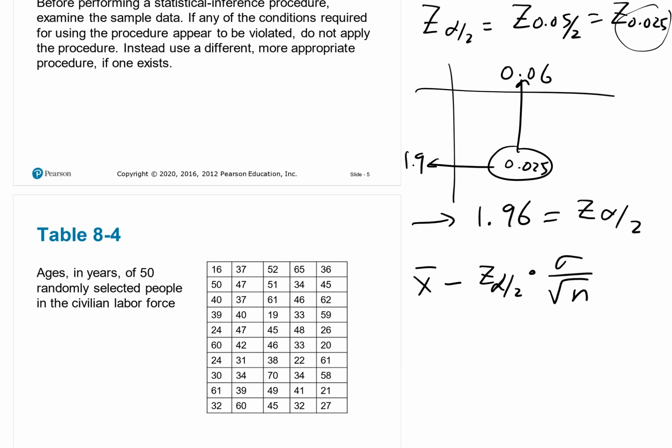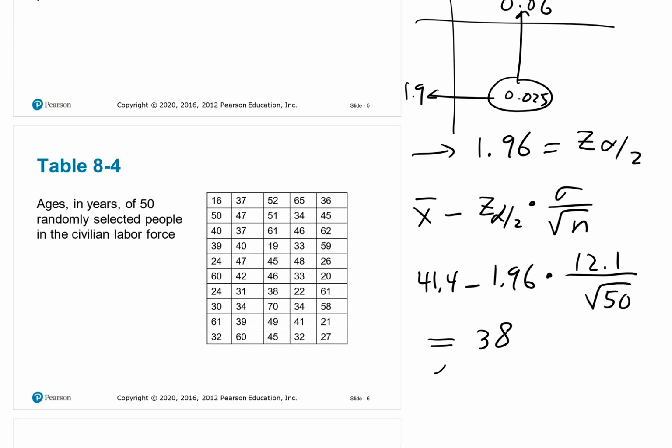X bar is given as 41.4. This is 1.96 times the standard deviation, which was given as 12.1 over the square root of 50. So that gives us 38. And similarly, we do the same thing for the plus: Z sub alpha over 2 times the standard deviation over the square root of n.